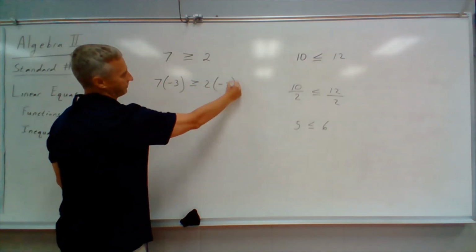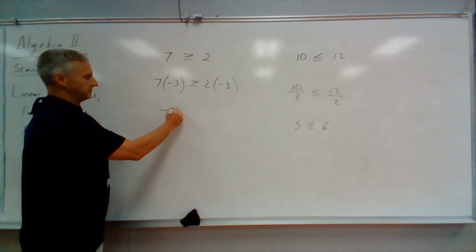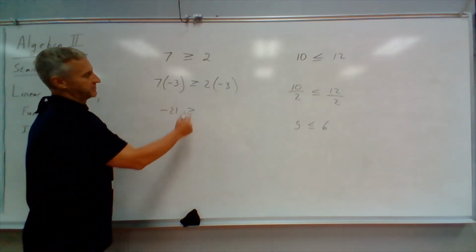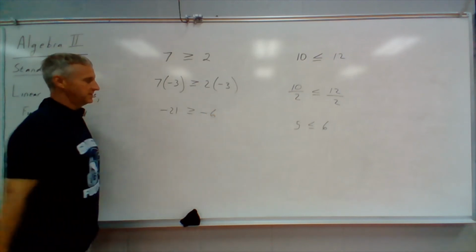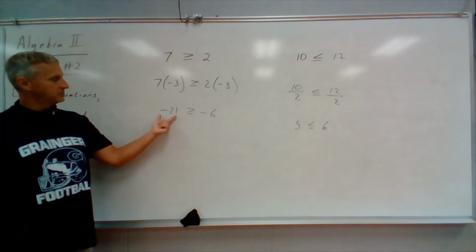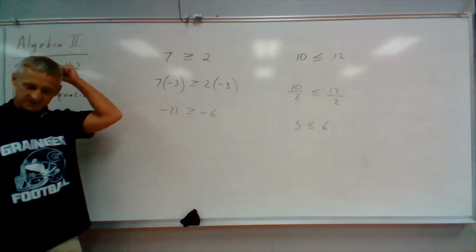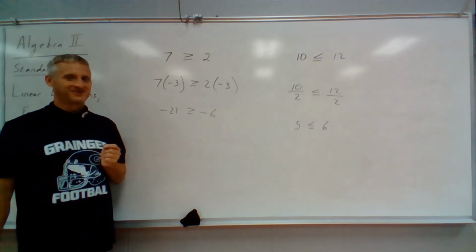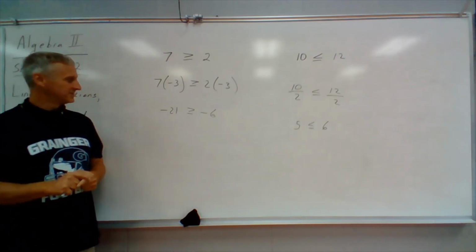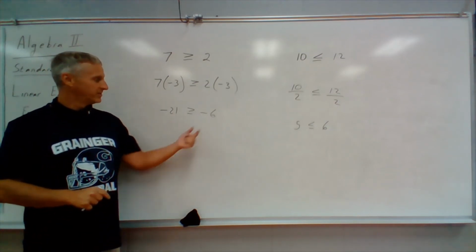Seven times -3 is -21. 2 times -3 is -6. And is it still true that -21 is greater than or equal to -6? Is that true? That's not true anymore, is it? -21 is not bigger than -6. I would much rather be $6 in debt than $21 in debt.